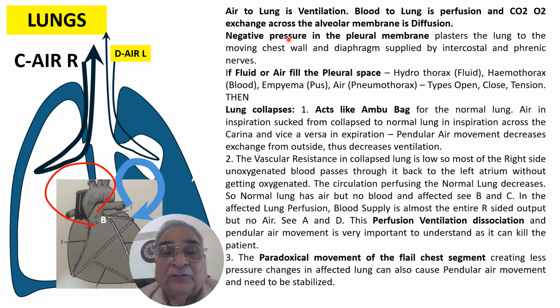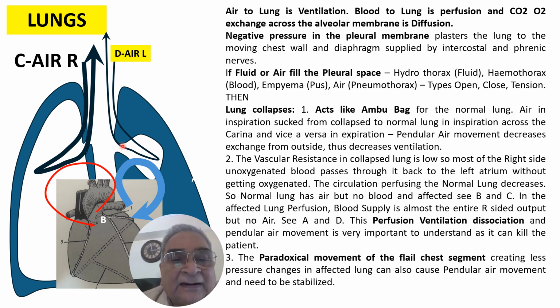Now, what will happen with this? This lung will collapse. And when the lung collapses, number one, it acts like an ambu bag for the normal lung. That means the normal lung will suck in air from the affected lung in inspiration and blow in air into the affected lung in expiration. Thus, the outside air will not be able to come, and this impedes ventilation.